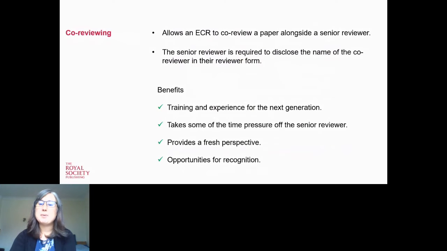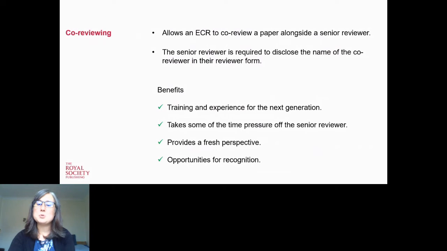At Royal Society Publishing, we require all referees to have a PhD. On some journals, we also require that referees have published a certain number of papers. However, we do have a co-reviewing policy, which effectively allows those starting out in their academic career to gain experience. This means that for each paper, a senior reviewer is allowed one early career researcher to co-review the paper alongside them. The co-reviewer's details should be disclosed in the reviewer form.